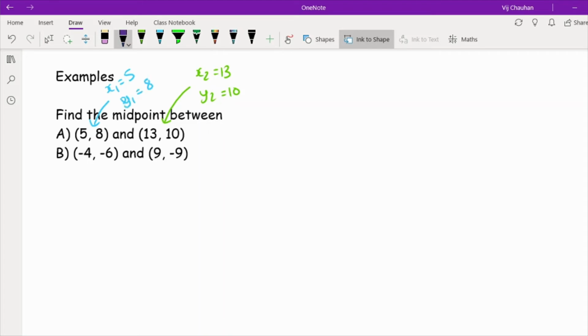So for question A, we add the two x ordinates together, so we've got 5 plus 13 over 2, and we've got 8 plus 10 over 2. If I work them out, 5 plus 13 is 18, divided by 2 is 9, and 8 plus 10 is 18, divided by 2 is 9. So there we've got our midpoint between those two coordinates.